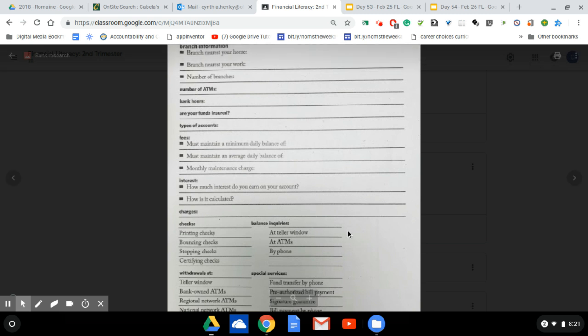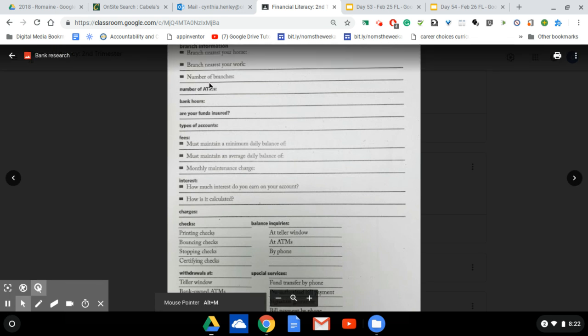Finally, make sure you take a look at balance inquiries. So if I inquire about my balance at the teller window, what's the charge for that based on the checking account I'm researching? What's the charge at the ATM? What's the charge by phone? And then make sure that you take a look at special services. If I transfer funds by phone, how much is that? I also want to take a look at, is there a fee for pre-authorized bill payment? What about a signature guarantee? And what about bill payment by phone?